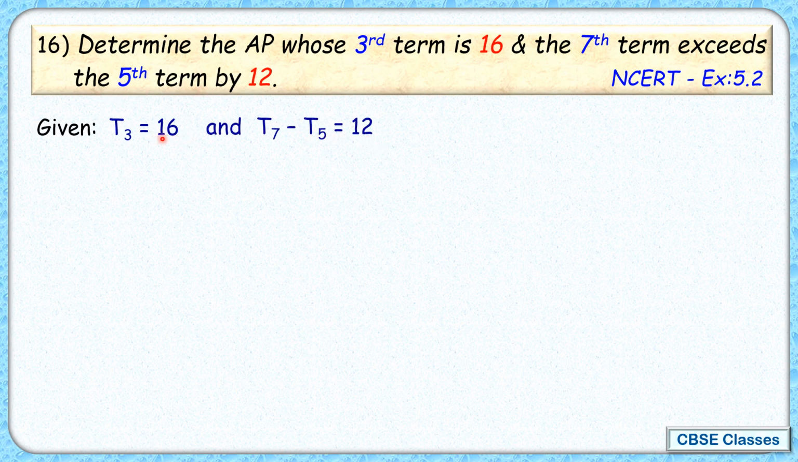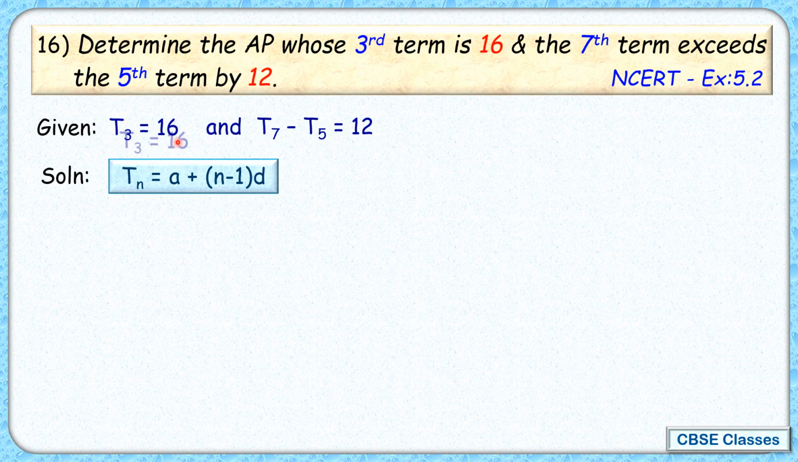So here we have two equations, and when we put the values of T3 and T7 in terms of A and D, we'll get two equations in the form of A and D, and we'll solve them to get our answer. So here T3 is given as 16. So from here we'll get the equation that T3 is A plus (3 minus 1)D, that is A plus 2D, that's given as 16. So that's our first equation in terms of A and D.